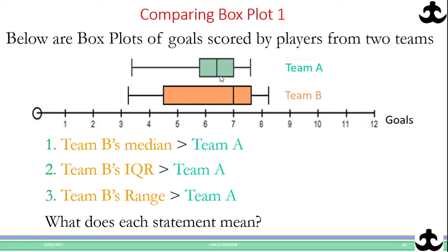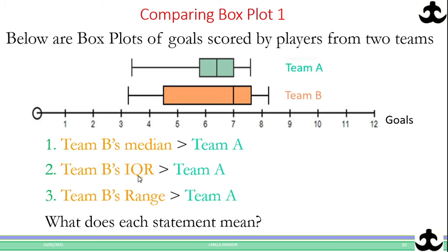Now let's see the implications or the contextual meaning of these. Whenever median is bigger, so in this case, team B's median is bigger than team A. That means that on average, players from team B score more goals than team A. On average, median is a type of average. So on average, the goals from team B are more than goals from team A.